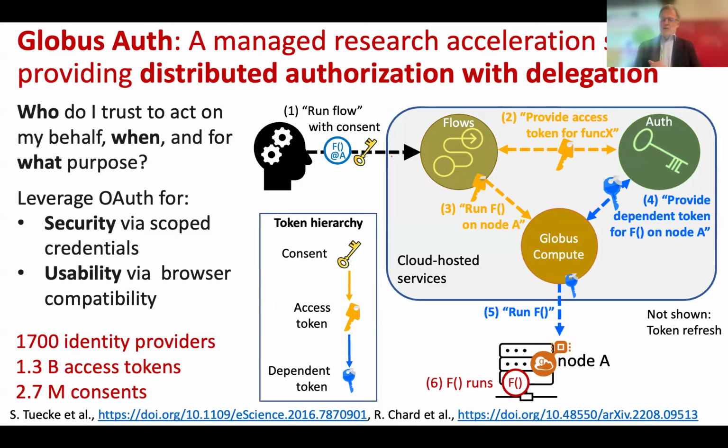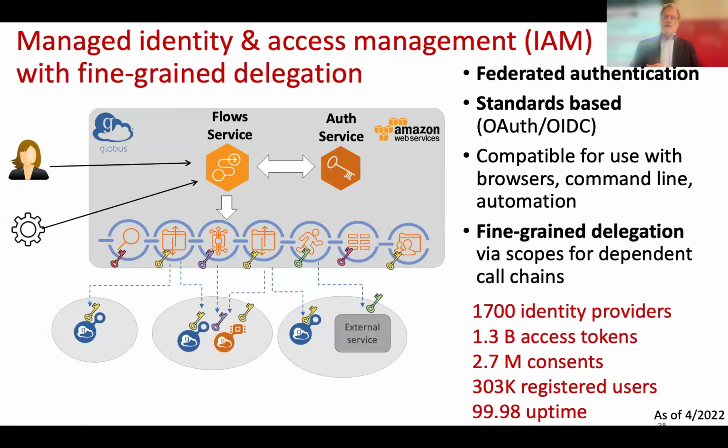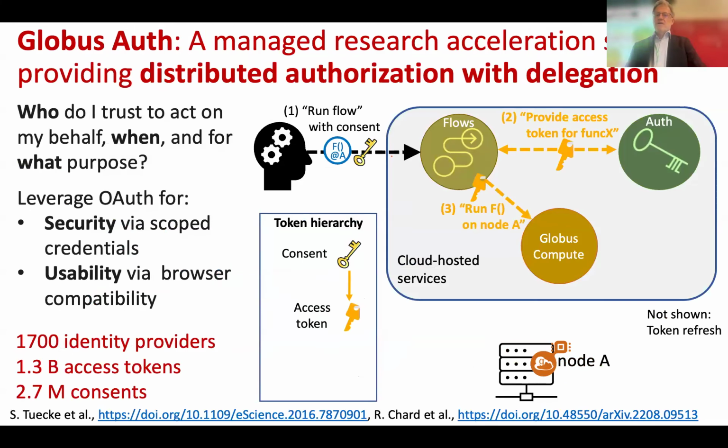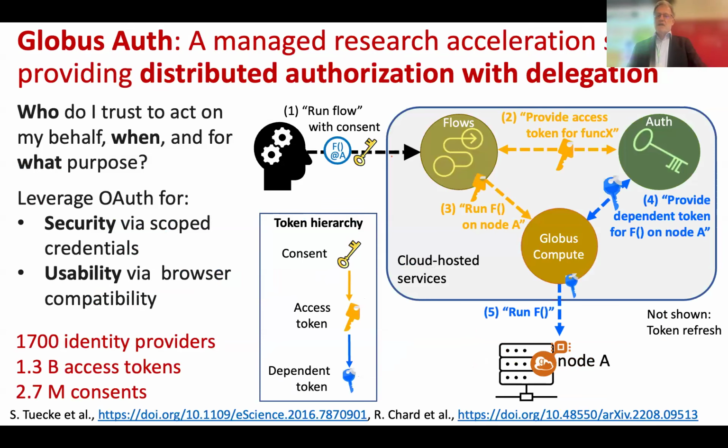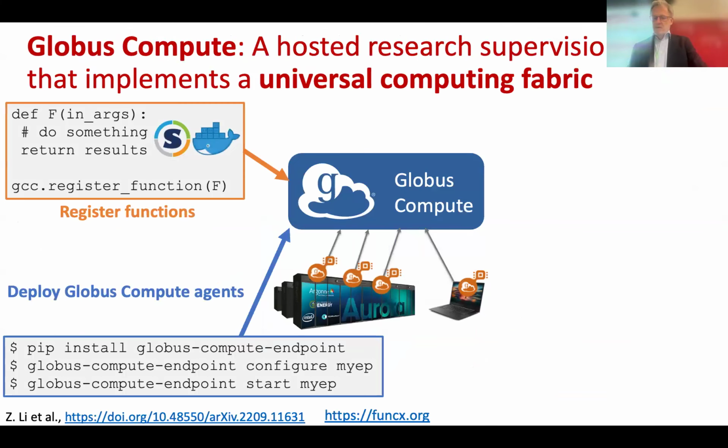So making that all work has been quite an interesting challenge, and we're at the point now where we have this going with actually thousands of identity providers running, billions of access tokens, and many people running things, and running with a high degree of reliability. So that's, I feel, a really exciting development that's arisen just in the last few years. I think I'll skip over this as well.